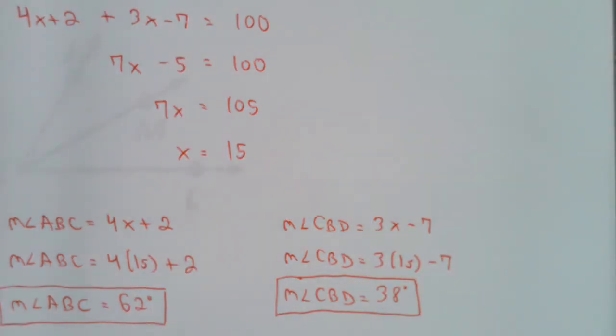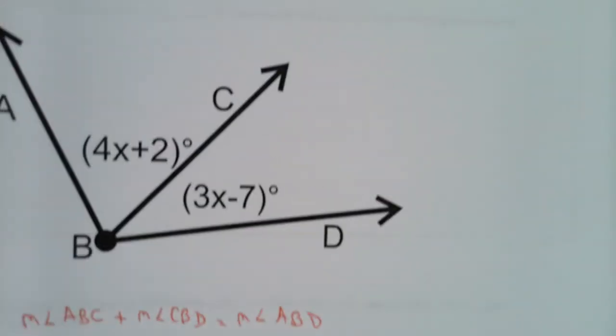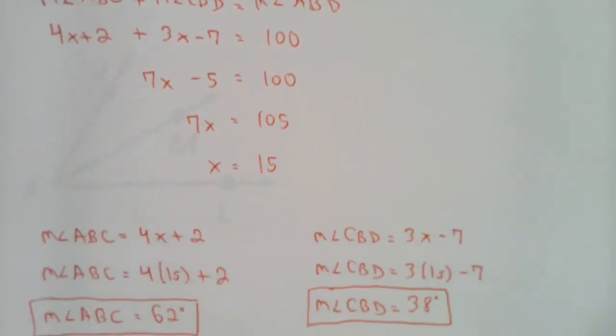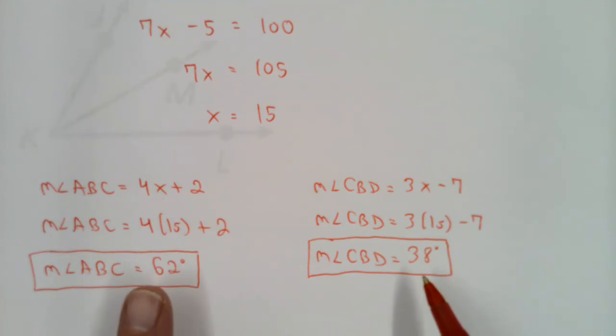Now we can check our answer, remember, because we're told in the original problem that the entire angle is 100 degrees. So if you add up your two angles that you just got, does that add to 100 degrees? Yes, it does. So I know I got it right by doing that.